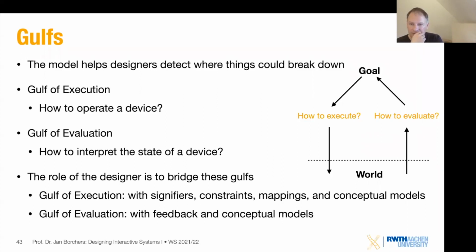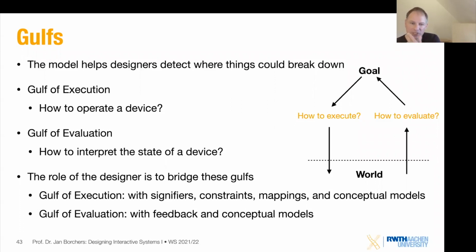How do we bridge gulfs of execution? We're going to see some examples in a second. But in principle, we bridge these gulfs of execution by introducing good signifiers, constraints, mappings, conceptual models, and so on. Right? So all the things we've talked about help us help users get from a goal in their head to the action sequence they need to perform. For example, a well-designed pen: if my goal is to write something down and I see a well-designed pen that's clear to how to operate, it helps me to get to the correct action sequence for writing down what I wanted to write down.